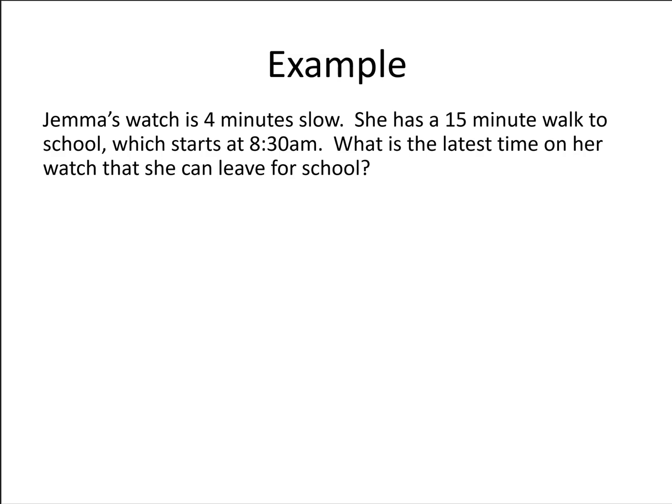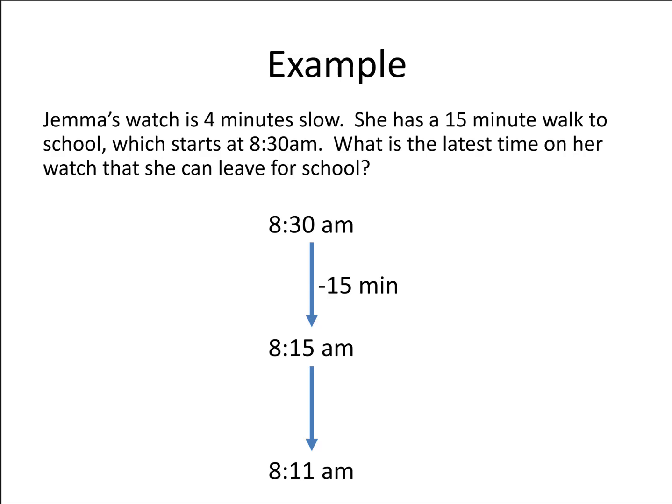Well, we start with the time we know, which is 8:30. Then she has a 15-minute walk to school. So we need to subtract the 15 minutes off. She needs to leave 15 minutes before school to allow that 15-minute walk time. 8:30 minus 15 minutes gives 8:15. Then we need to account for her watch being 4 minutes slow. If a watch is 4 minutes slow, it means it's 4 minutes behind what it is. So 8:15 is showing 4 minutes before that, so we need to take those 4 minutes away, giving 8:11.